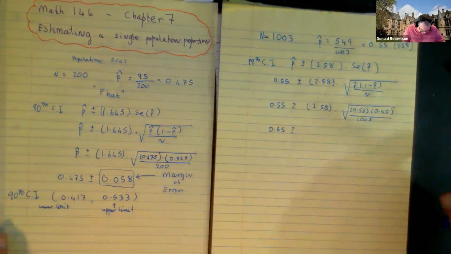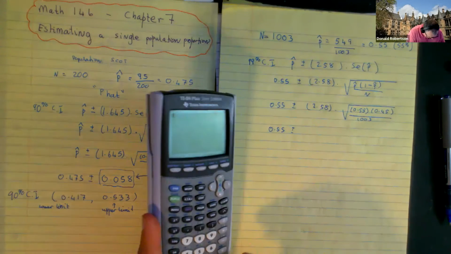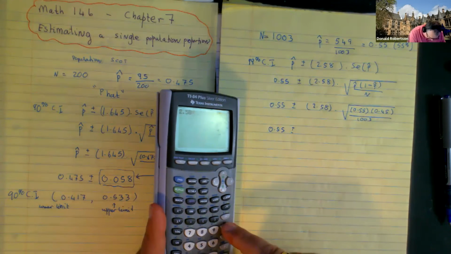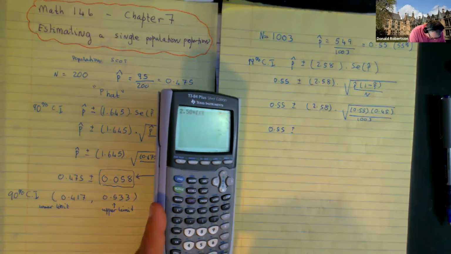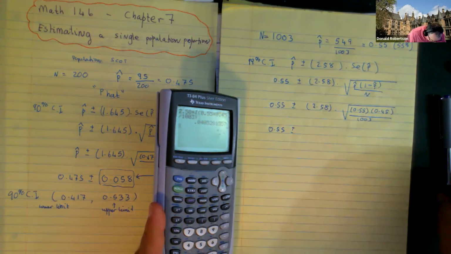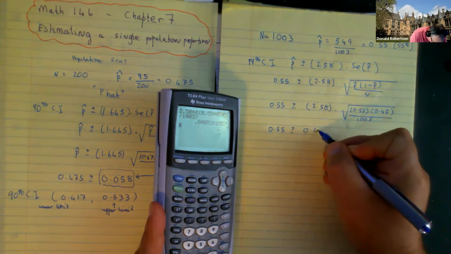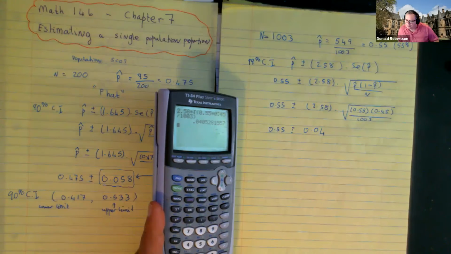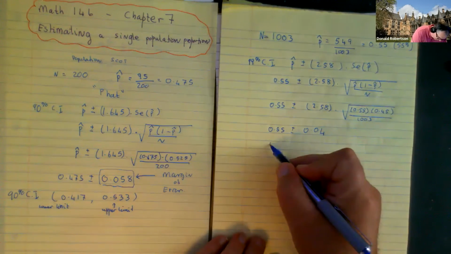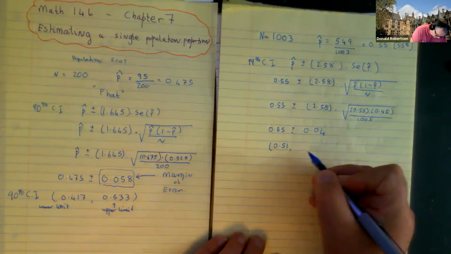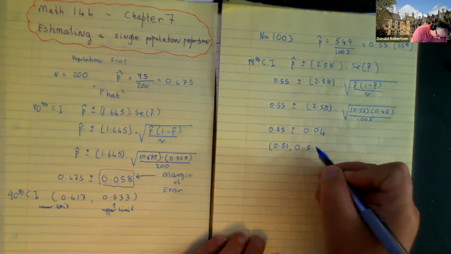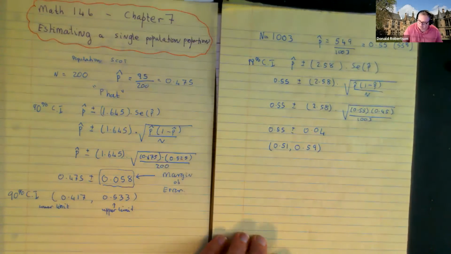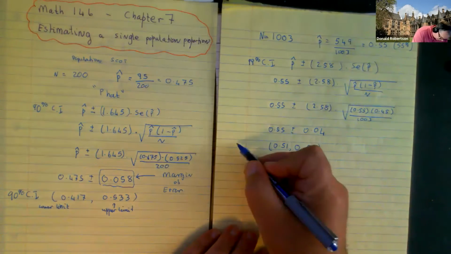So I'm going to multiply them together and get the margin of error. And the answer is 2.58 times the square root of 0.55 times 0.45 divided by 1003. And the answer I get is 0.04, roughly. Agreed? 0.04. So if you take that away, you get 0.51. If you add it, you get 0.59. Okay, so there's my 99% confidence interval.